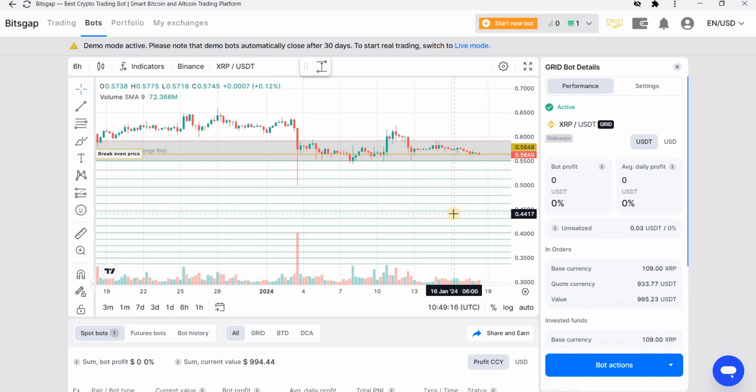So that's a quick look at how I set up a grid bot. I'll come back later and we'll see how XRP is doing next time.